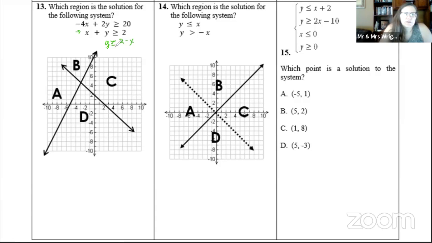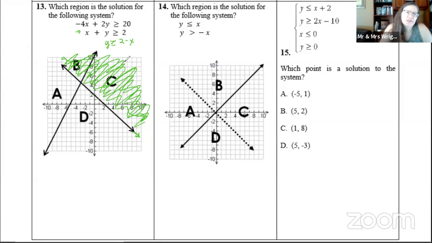So I know that 2 is b, and then my m value is -1 over 1. So this is my line right here. This is going to be my green line right here. And I know y is greater than, so I know that it's going to be shaded on this side because 6 is greater than 2, right? So I know that my y values are supposed to be greater than on that line.